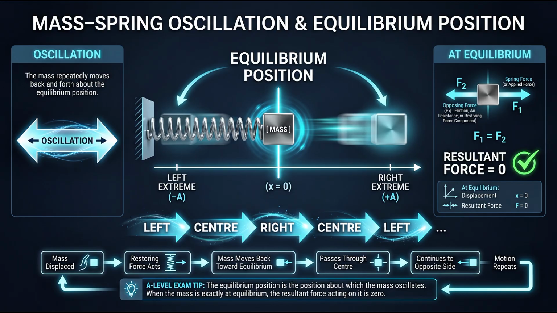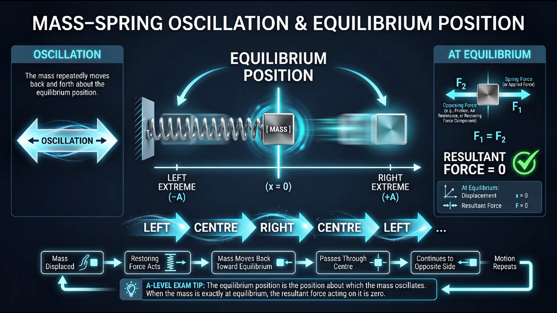The equilibrium position is extremely important because it provides the reference point from which displacement is measured. When we say that the mass has a displacement of positive A, we mean that it is displaced to one side of equilibrium, usually chosen as the positive direction. When we say its displacement is negative A, it means that the mass is on the opposite side of equilibrium. In the diagram, the right extreme position is labeled positive A, while the left extreme position is labeled negative A. Here, A represents the amplitude, which is the maximum displacement of the mass from its equilibrium position.